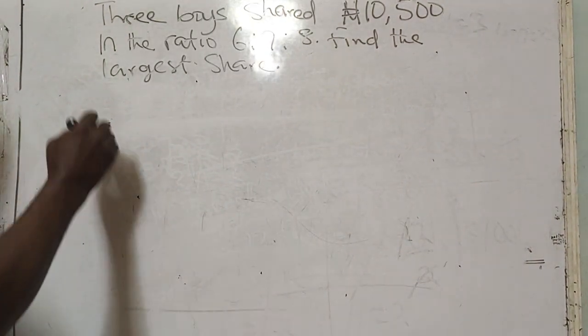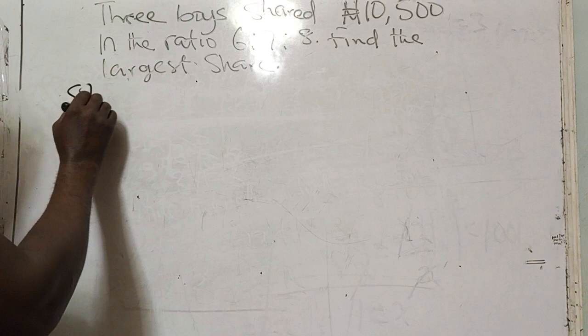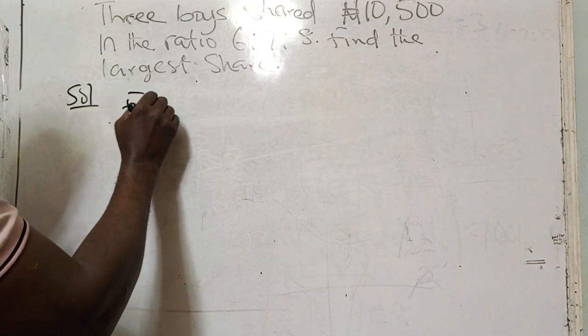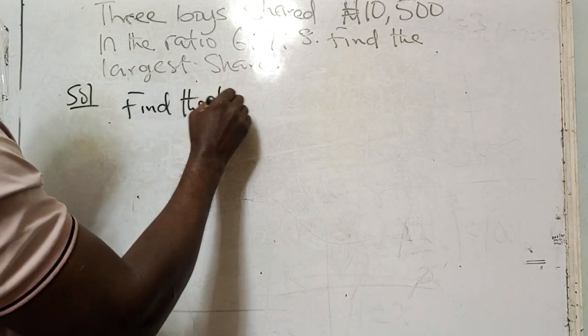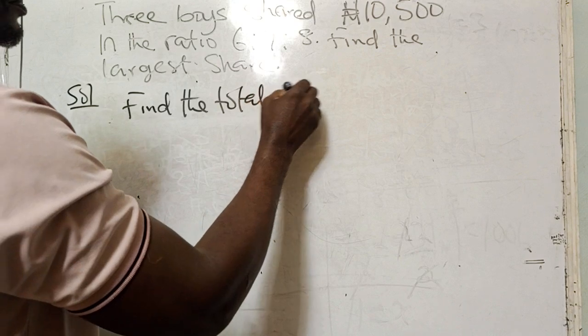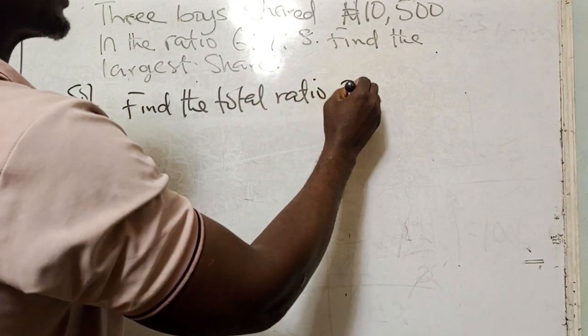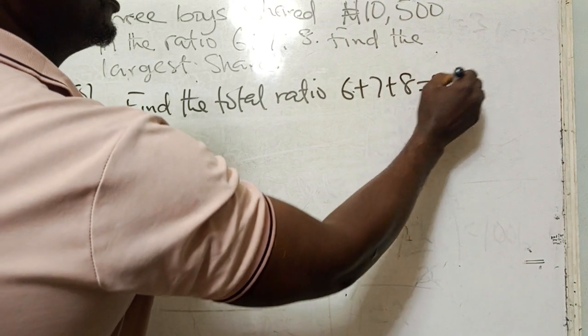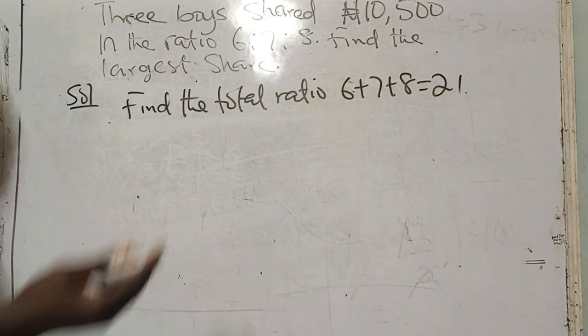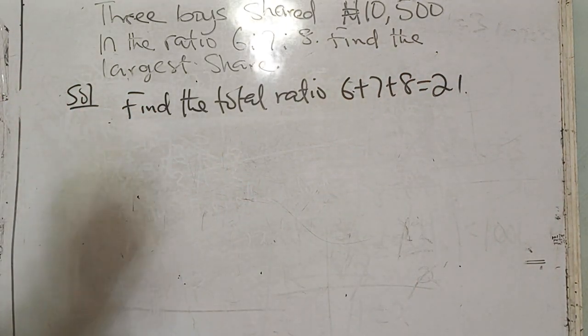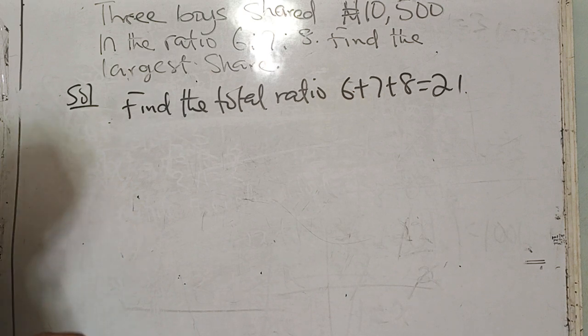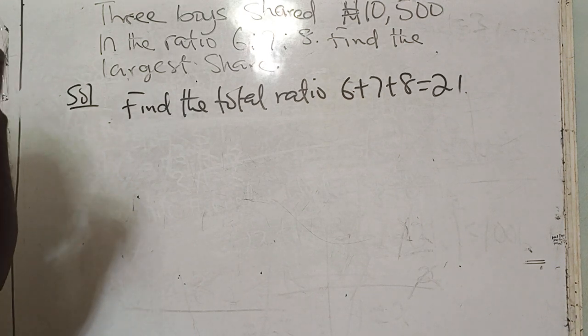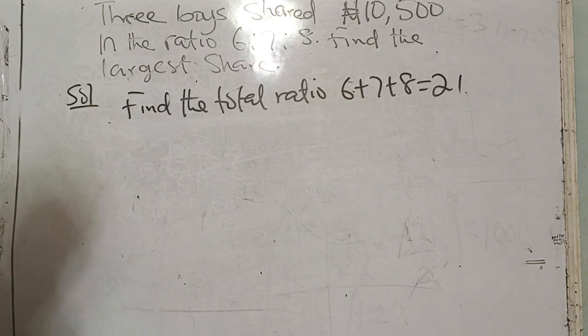So, solution: we find the total ratio, which is 6 plus 7 plus 8, that will give us 21. Now, when we have done this, what do we do again? We know that the amount is 10,500 naira.